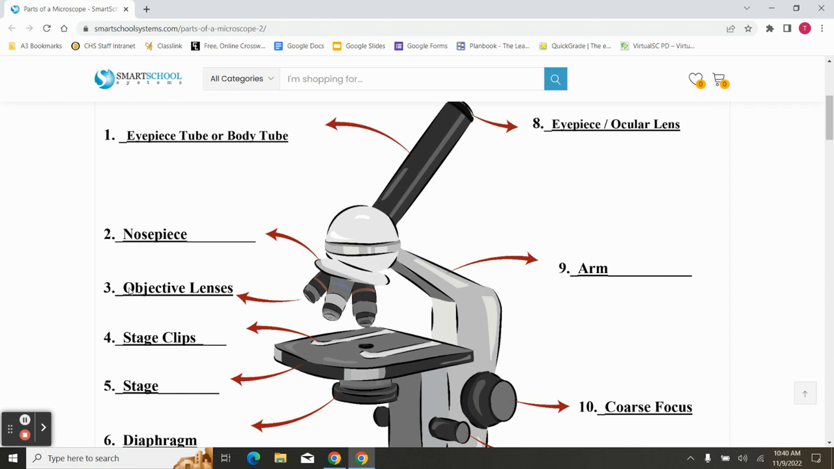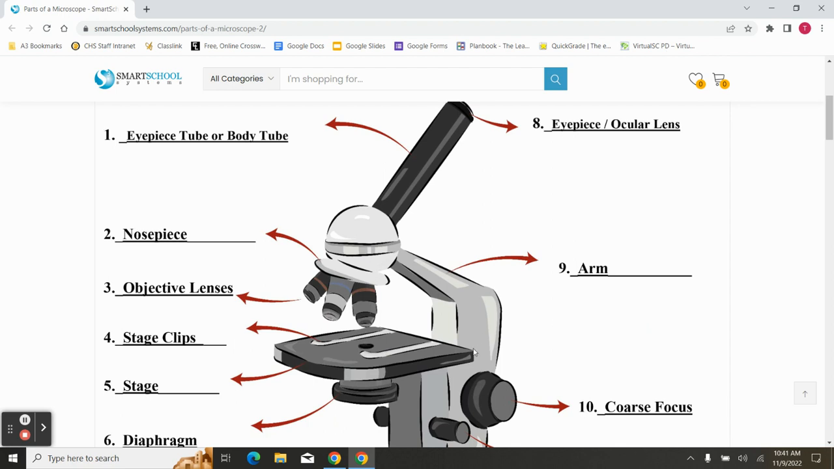Now, important to note, you always start with the lowest power. You always start with the scanning objective lens. It's the easiest one to find your object with. You either center what you're looking at or you put it at the end of the pointer, and then you switch up to the low power, focus it, center it, and then switch up to the high power. But always start with the lowest power lens because it's easiest to find things.